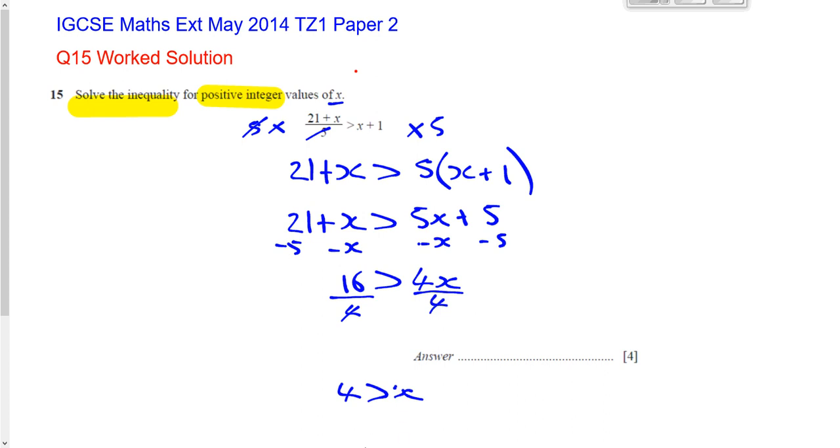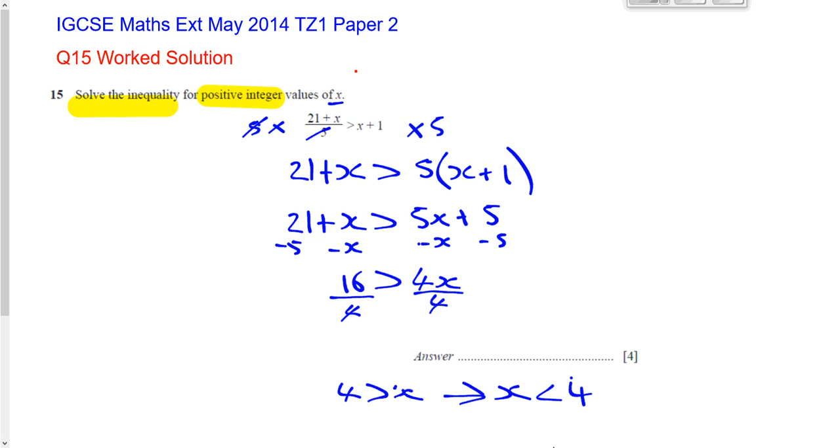I can rewrite it like this if I want. So x is less than 4. Now, if we're going to swap sides, we need to make sure that we remember to swap that sign as well. So we've got x is less than 4.